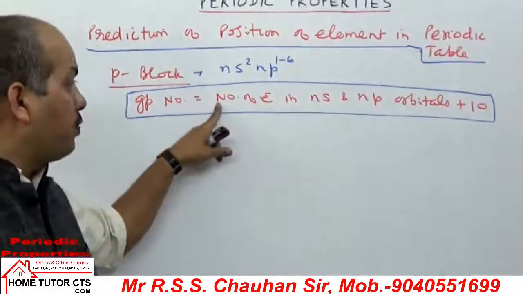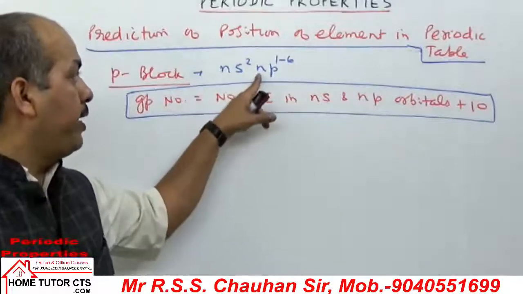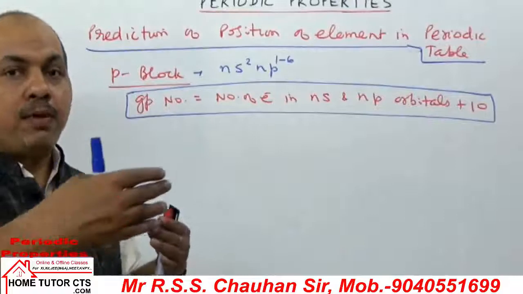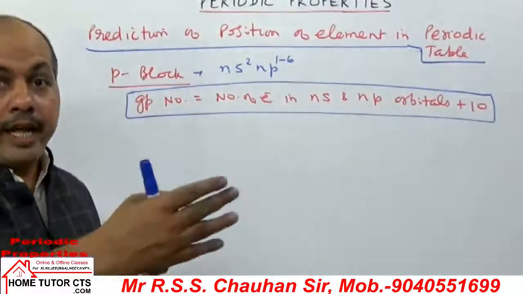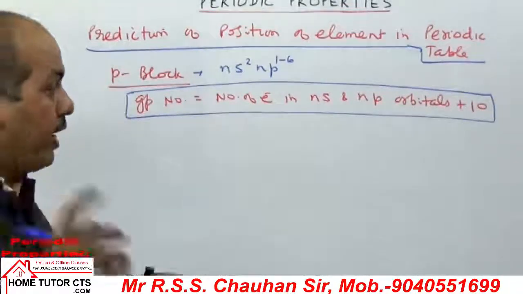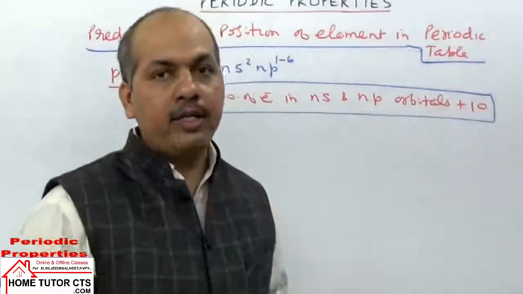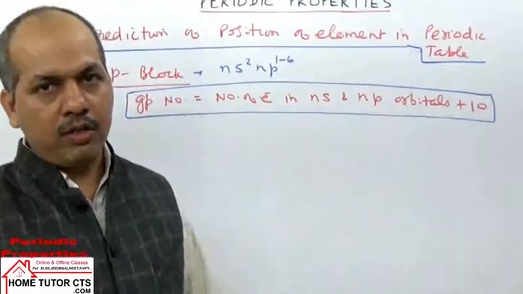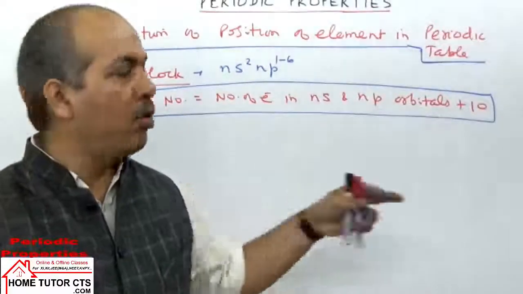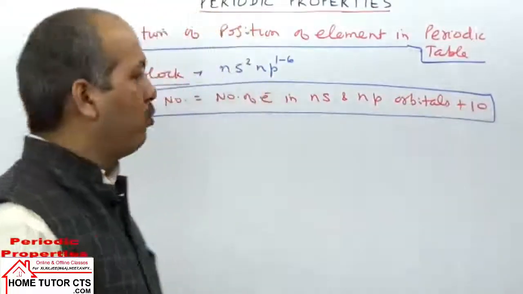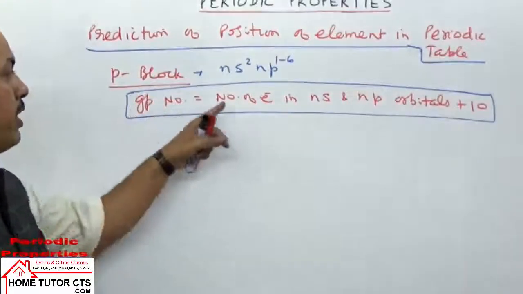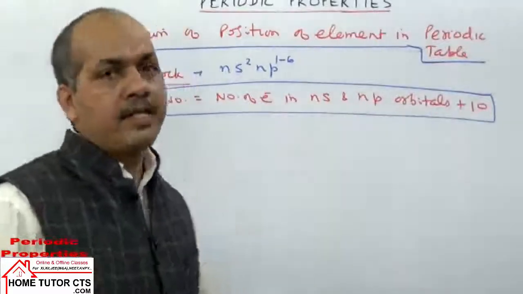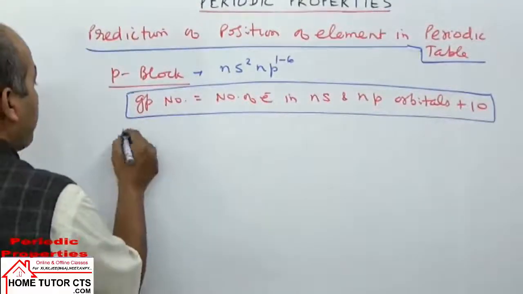It is taken as the number of electrons in ns and np orbitals plus 10. Why do we add 10 here? Because before the p block elements we have 10 elements of the d block. So we have to add 10 for the d block elements which are placed between the s block and p block. For that reason the group number is the number of electrons in ns orbitals and np orbitals plus 10.